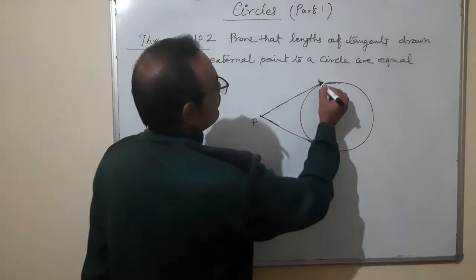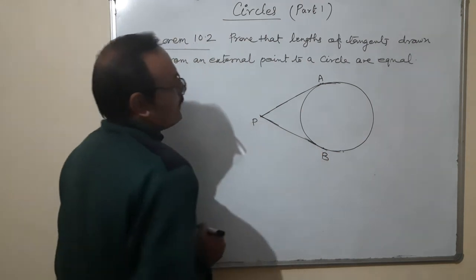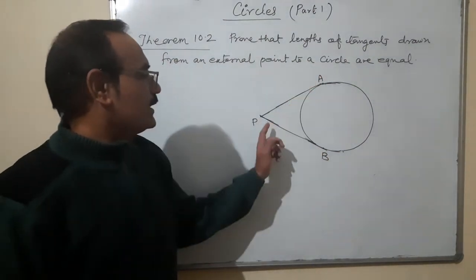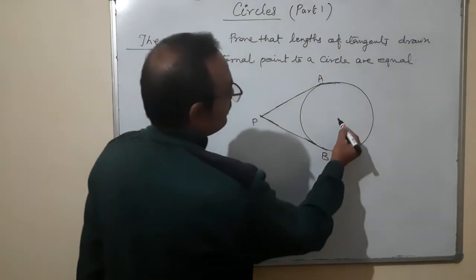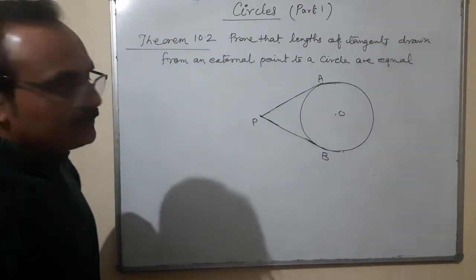Suppose this is the point of contact A and this is the point of contact B. PA and PB. This is O, the center of the circle.